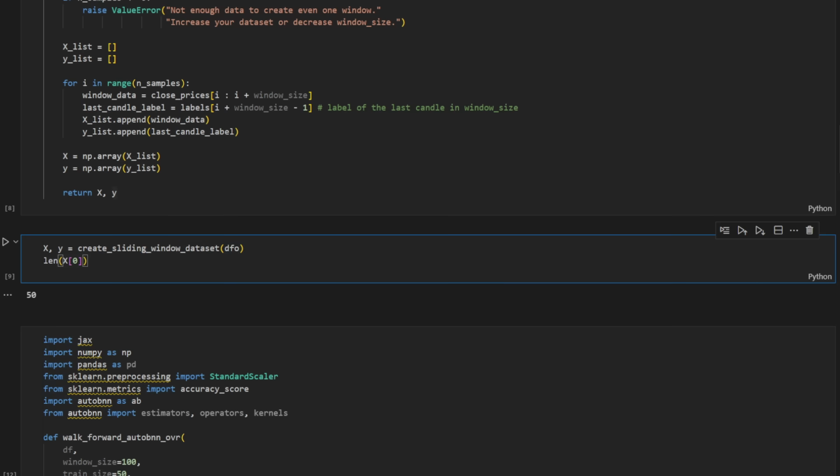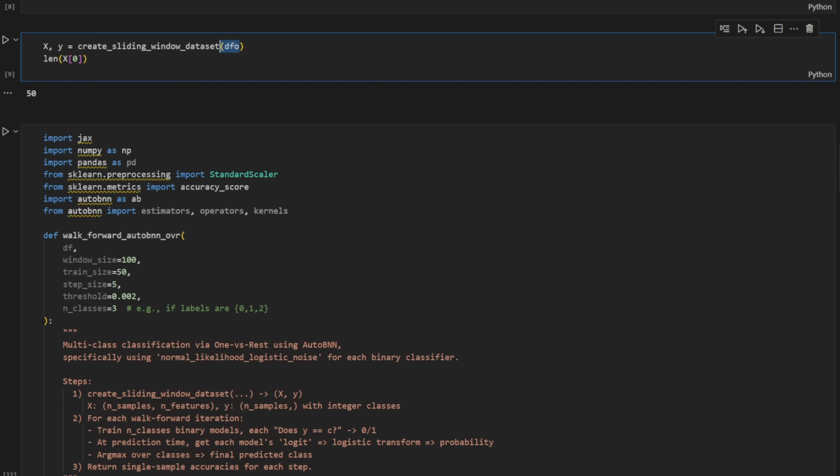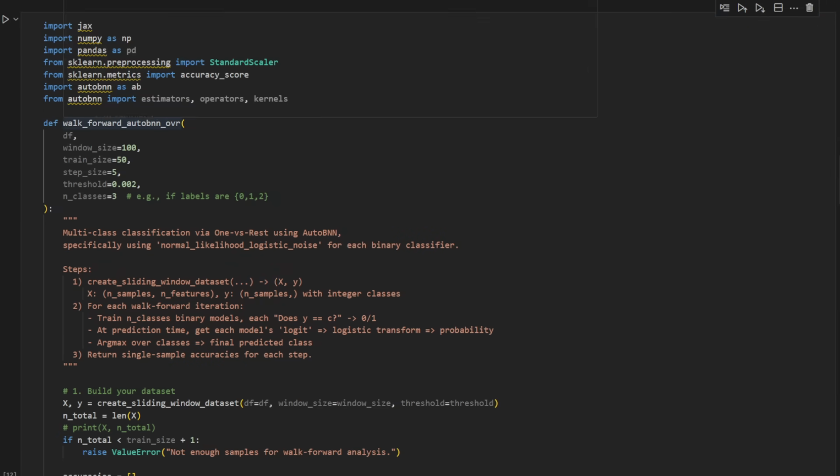Now we can use the function providing the data frame, to make sure it's working. And now we will define a new function named walkforward autoBNN 1 versus rest, because we have 3 different categories. We don't have one category and a noise, or 2 categories. So that's a multi-class classification. And we're going to use an approach called 1 vs rest using autoBNN, because autoBNN works best when you are doing a binary classification. And here we have 3 different categories. So we basically consider predicting each category on its own.